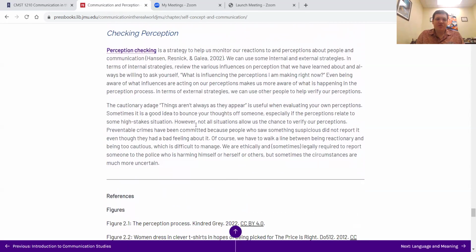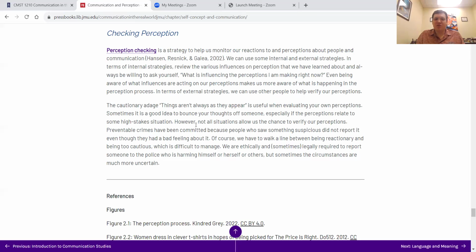So perception checking is a strategy to help us monitor our reactions and perceptions about people and communication. Sometimes we may check with somebody else, a trusted friend, a colleague, saying, hey, am I misperceiving this right now? Am I just being sensitive, or wasn't he acting a little bit weird? And they say, oh no, he seemed normal to me. Okay, well, just checking in with somebody else can be very helpful.